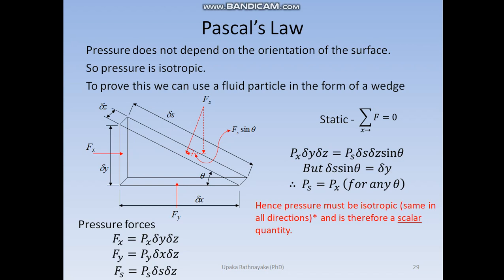If we consider the equilibrium in the horizontal direction, we'll find out that Ps is equal to Px. Now we haven't defined this theta, therefore it can be for any theta. That means the pressure is isotropic.